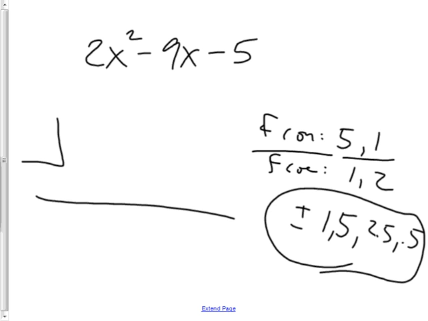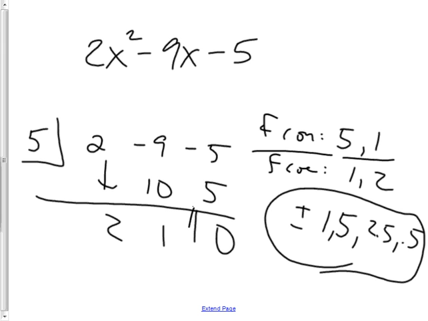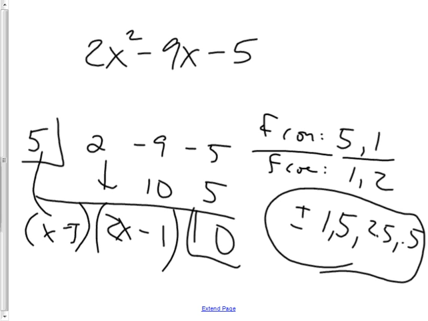Positive 5? All right, I'll prove it. 2, negative 9, negative 5. Drop the 2 down. 2 times 5 is 10. Add them 1. 1 times 5 is 5. It worked. It's got a remainder of 0. Yay. So therefore, I have, bring this down, x minus 5, 2x minus 1. There we go.